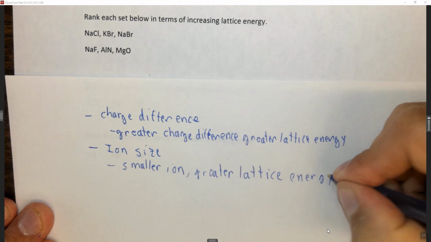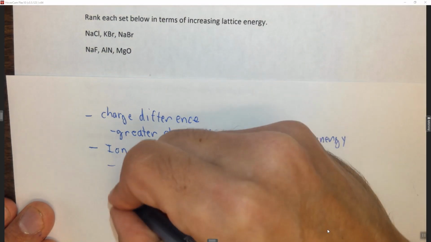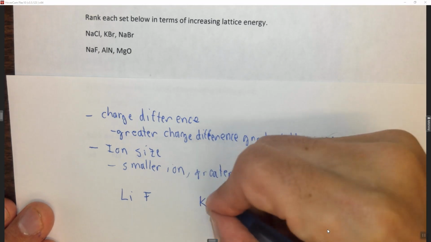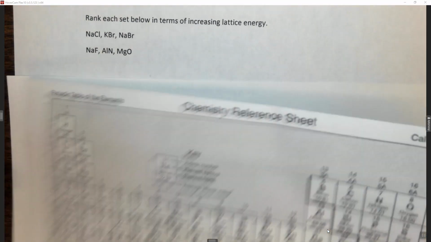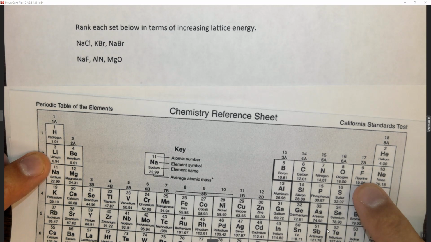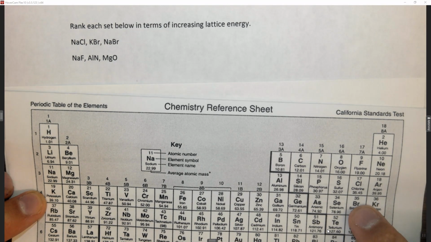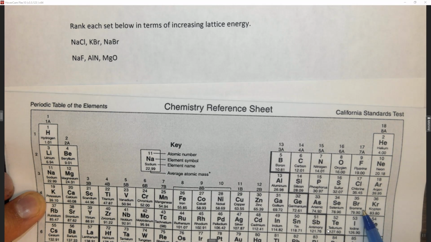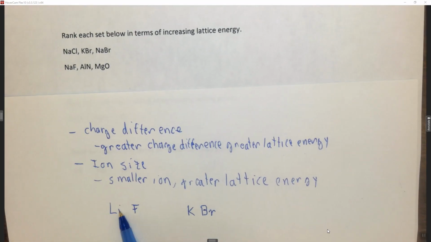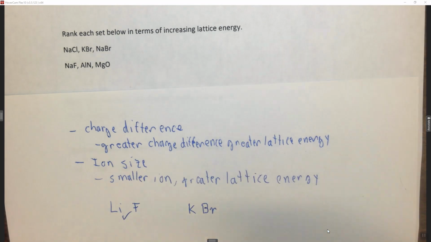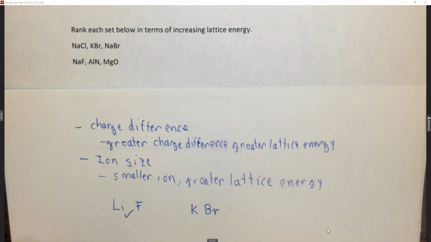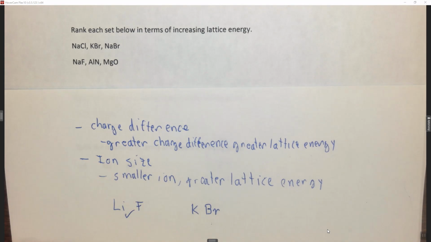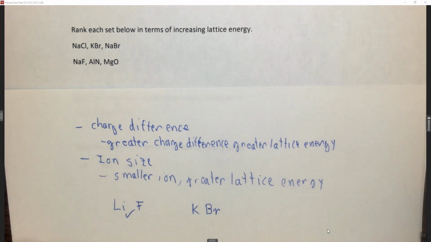If we were going to look at an example of that, we could look at LiF versus KBr. Li and F are higher up on the periodic table than K and Br. These ions are both +1 and -1. The charge is the same, but these ions are smaller. So the nuclei are closer together, and this would have a greater lattice energy than this. Again, you only consider the ion size if the charge difference is the same. If the charge difference is greater, it's going to have a higher lattice energy.